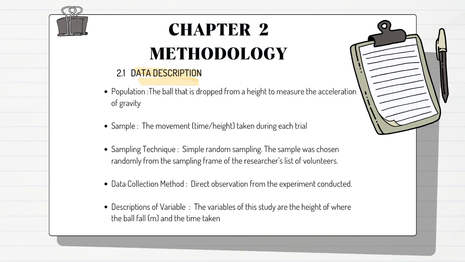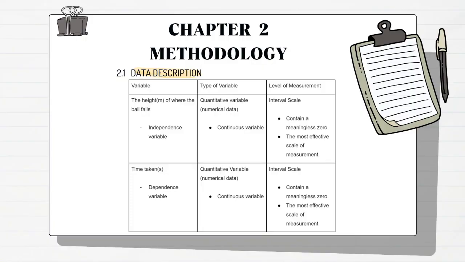For the description of variable, the variables of this study are the height from which the ball falls and the time taken. Next, moving to methodology. The first one is data description. Data description contains three parts. The first one is variable, type of variable, and the last one is level of measurement. Variable for height of where the ball falls is independent, and variable for time taken is dependent.